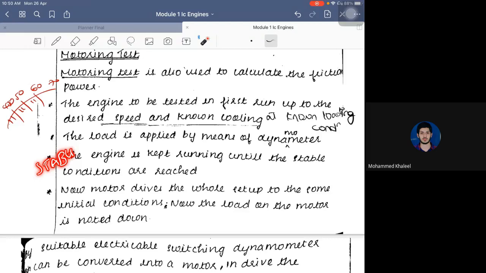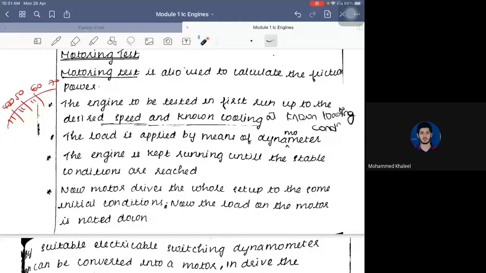Getting my point? Yes, sir. Understood. This I have explained only with respect to speed. It could be with respect to the cooling conditions also, the temperature. If temperature is continuously fluctuating, it has to be stable. Engine RPM, if it is fluctuating also, it has to be a stable condition. So once all those parameters have become stable, then you can say your engine is in a stable condition. Got the point, Khalil?